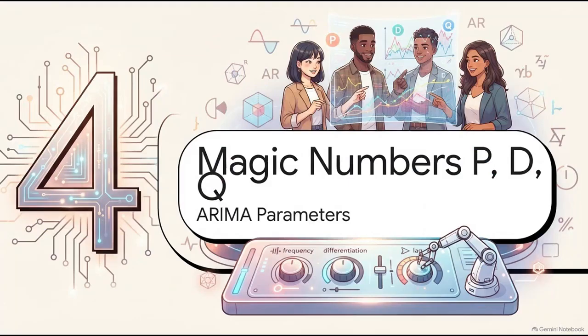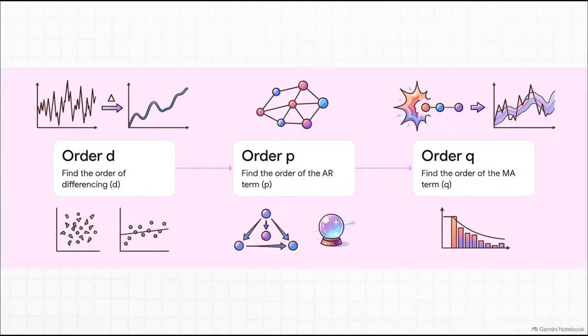Okay, Section 4, the magic numbers, P, D, Q. Let's talk about the exact parameters a data scientist uses to make this thing run. If you were going to build this model from scratch, here is the exact chronological workflow you would follow. Step 1, you find the order of differencing, which we call D. Step 2, you find the order of the AR term, P. And step 3, you find the order of the MA term, Q.